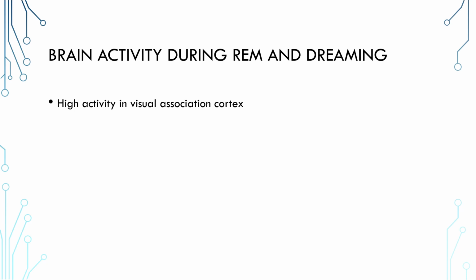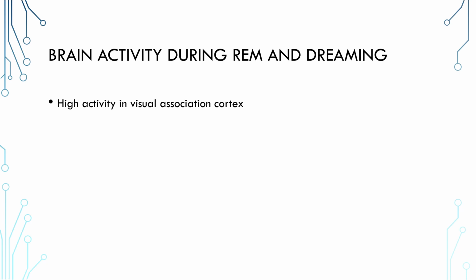Okay, so let's chat a little bit more about REM sleep and dreaming. As we know, during REM sleep, there's no muscle movement going on because the person is paralyzed at the time, but there's a lot of brain activity. There seems to be a lot of activity in particular in the visual association cortex.